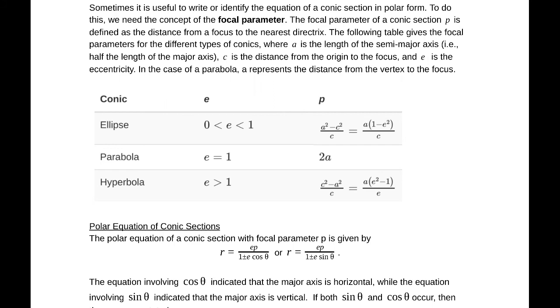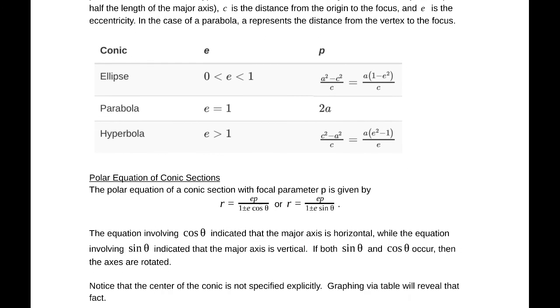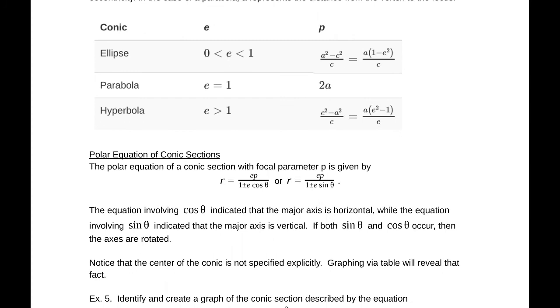So now we want to use that p and that e value, the eccentricity and the focal parameter, to find the equation in polar form. So the polar equation of a conic section with a focal parameter of p is actually a function of its eccentricity. It's either r equals e times p divided by 1 plus or minus e cosine theta, or r equals e times p divided by 1 plus or minus e sine theta.